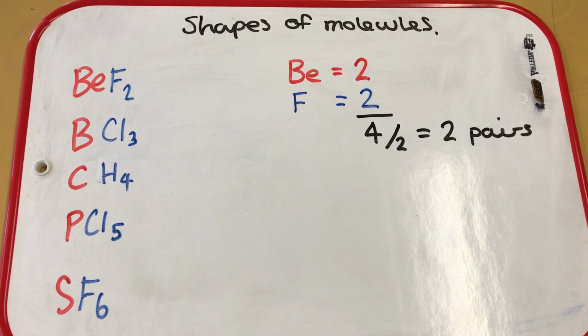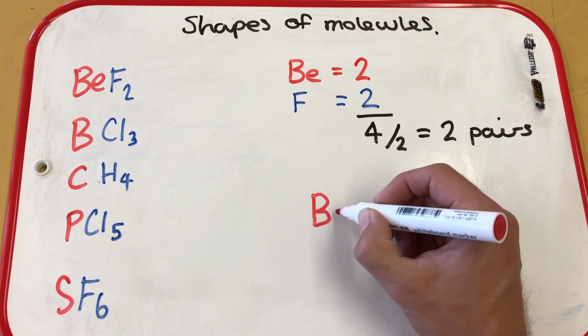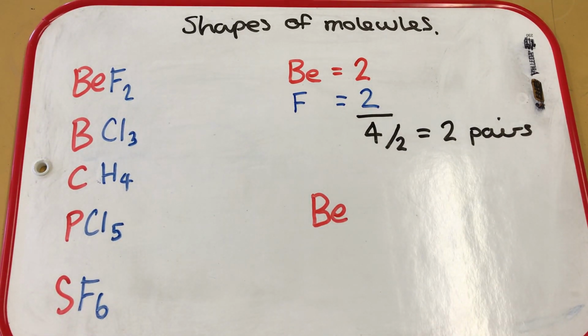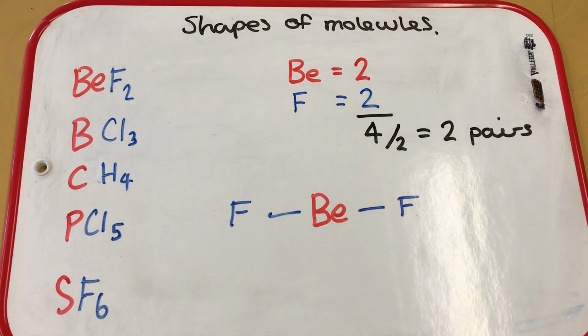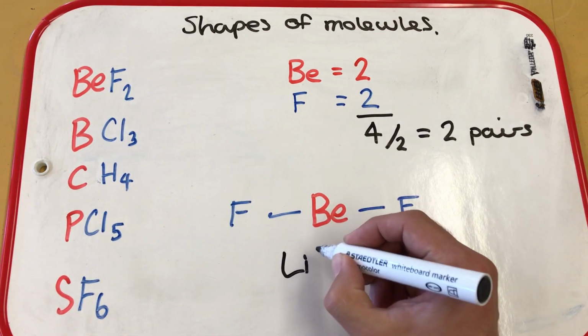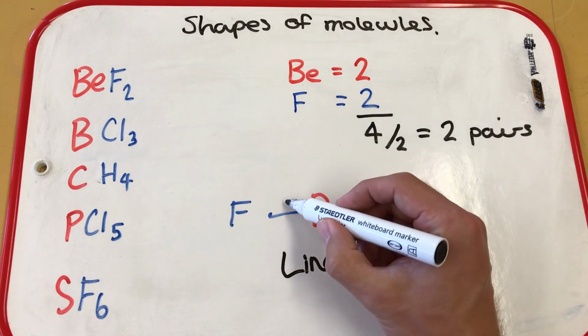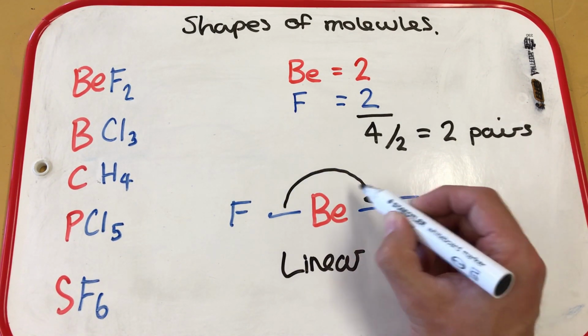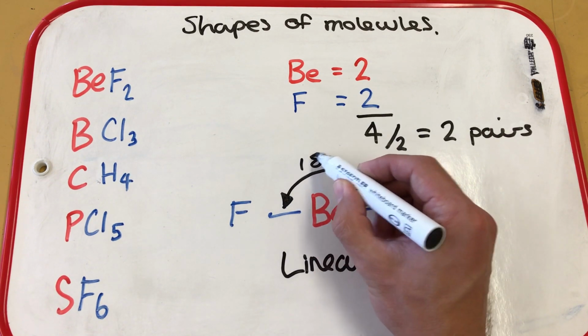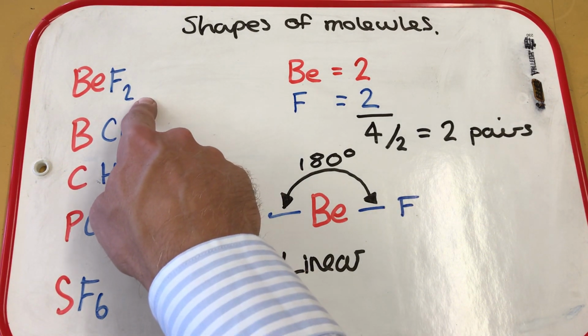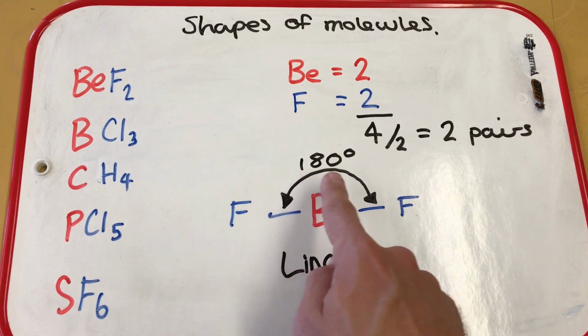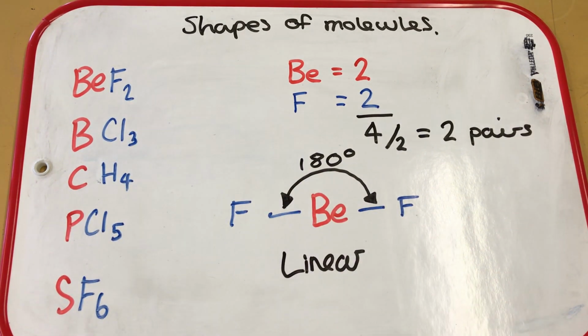To draw this structure, beryllium goes at the centre with the fluorines either side. We have a linear molecule and the bond angles are 180 degrees. That's all you would have to do for this particular molecule. So that's the basic example for BeF2: 180 degree bond angles on a linear molecule.